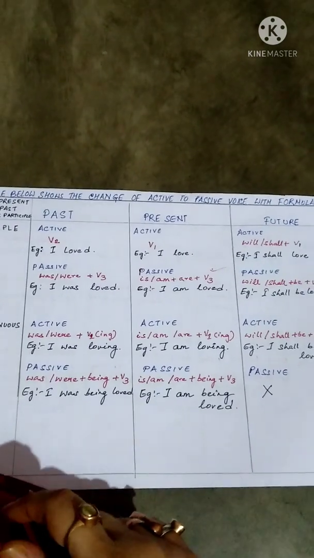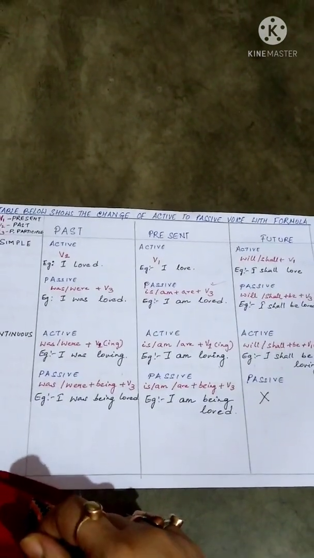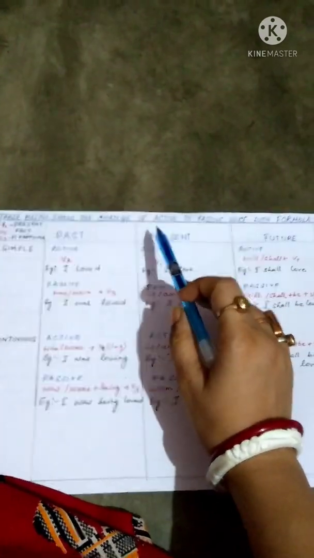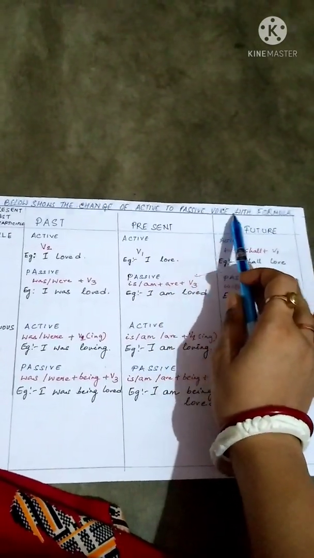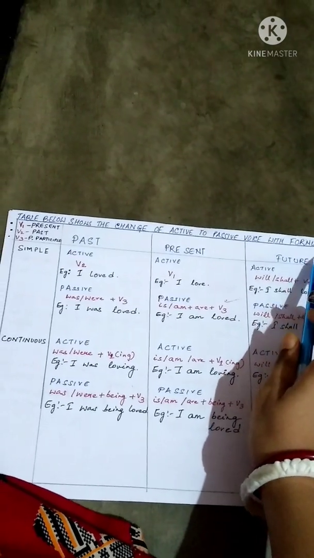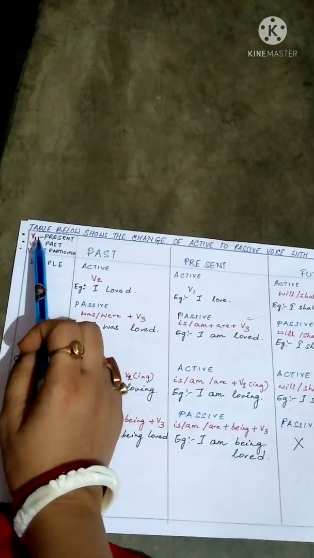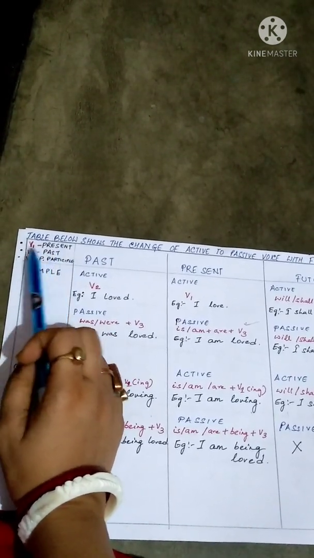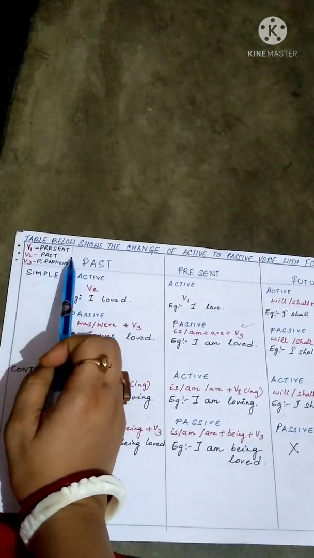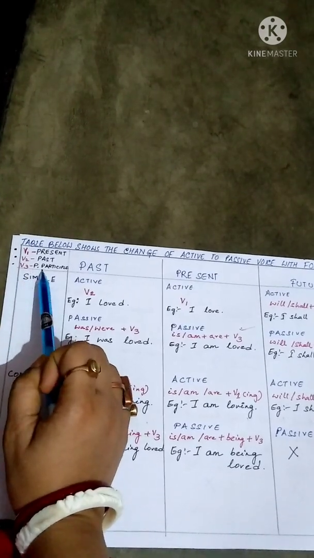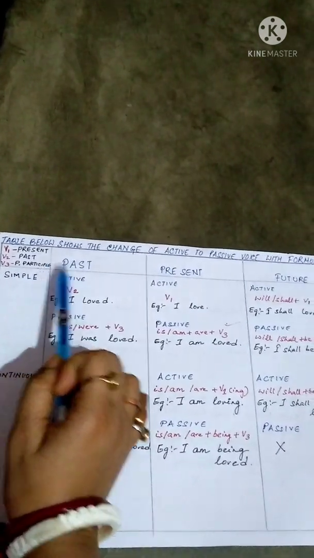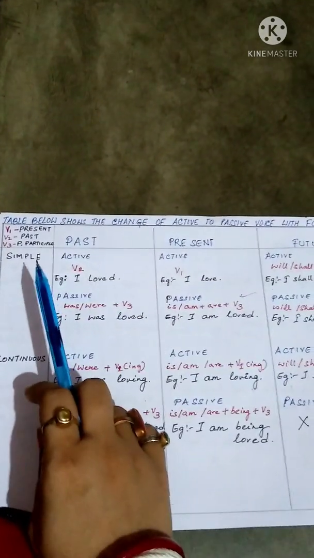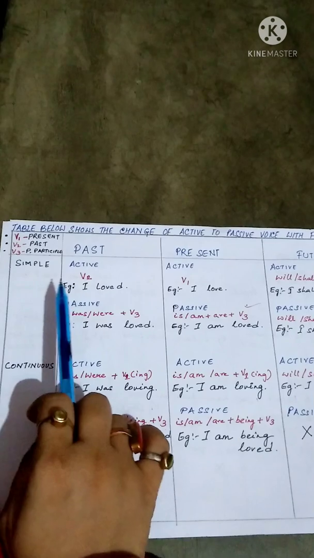So after learning voice and its divisions, now we are going to see the table which shows the change of active to passive voice with formulas. First, let me tell you a few codes. V1 represents the present form of the verb, V2 the past form of the verb, and V3 the past participle form of the verb. Now let us see what happens when the tense isn't simple.